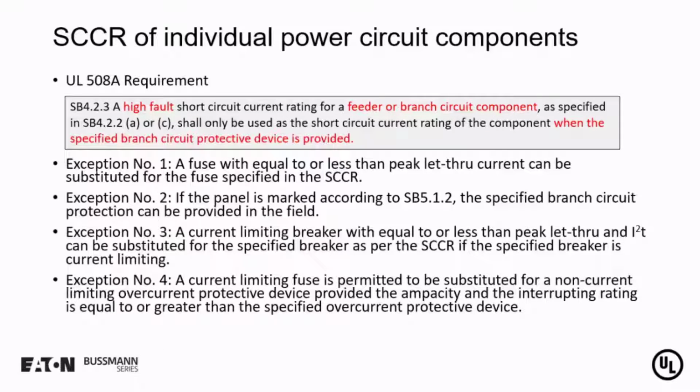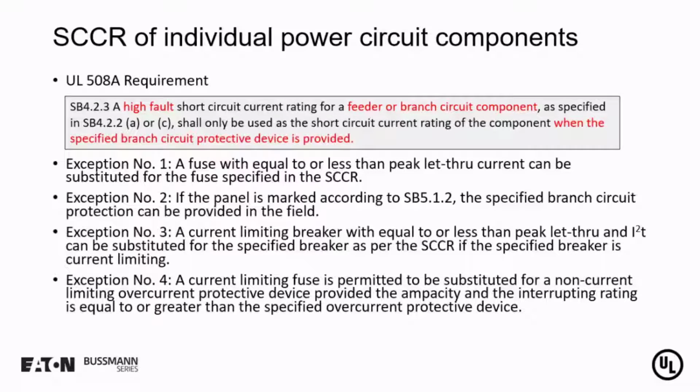Again, that's very similar to the process that you would go through to substitute a fuse for the specified protective device. But in the case of breakers, you need to look at the specified breaker curves for the manufacturer of the breaker to determine the peak let-through, the I²T, and the peak current. And then finally, we have a 4th exception.